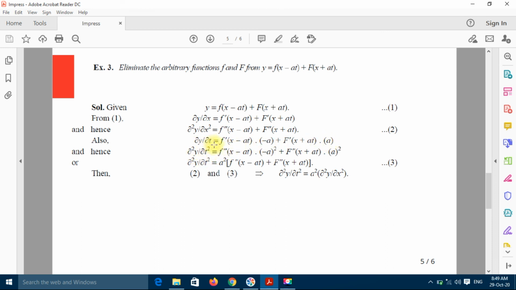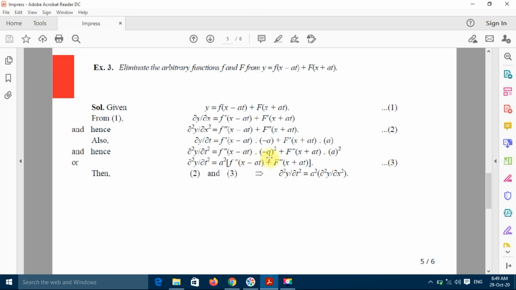Okay, now again differentiate ∂y/∂t with respect to t, then we get the second order partial derivative of y with respect to t. So ∂²y/∂t² will be f''(x − at), and if we differentiate f'(x − at), then the partial derivative of f(x − at) is f''(x − at), and the partial derivative of x − at with respect to t is −a, so it becomes −a², and F''(x + at) into a². Look at this.